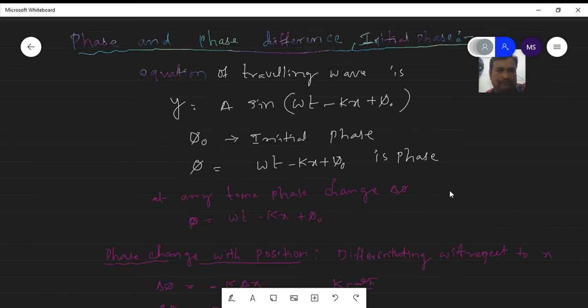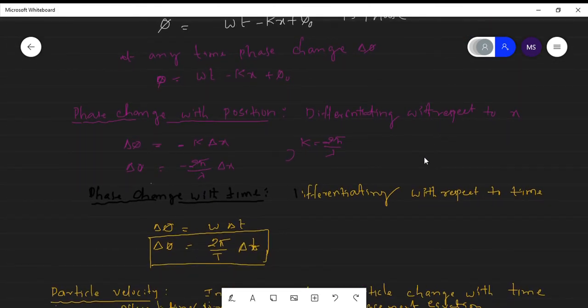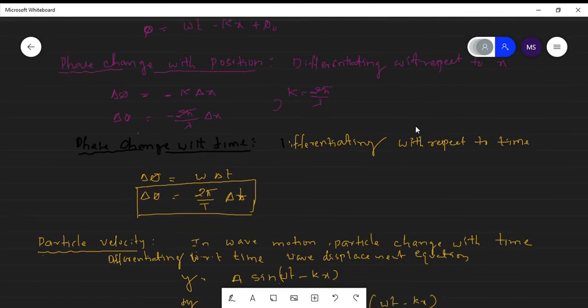Here the phase changes with respect to two components. This phase varies with respect to time and varies with respect to displacement. So there is a phase change with position and a phase change with time.